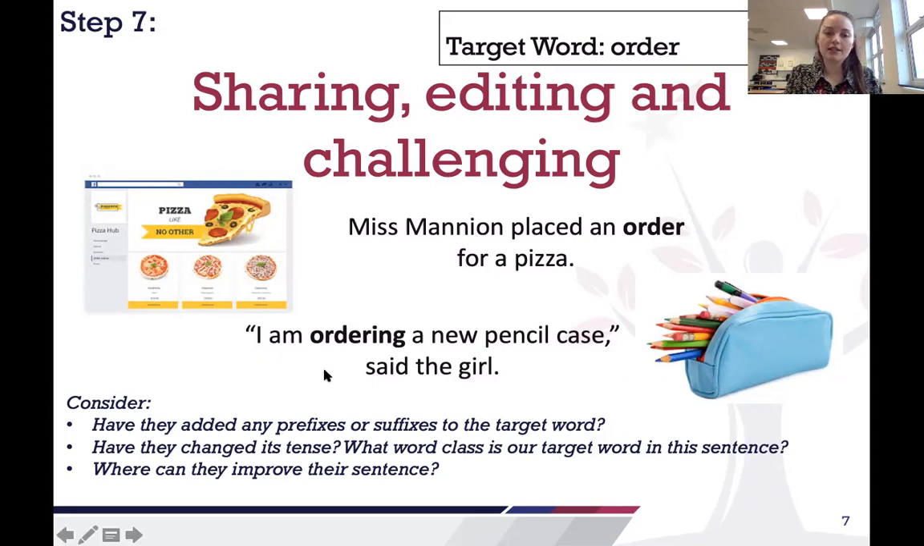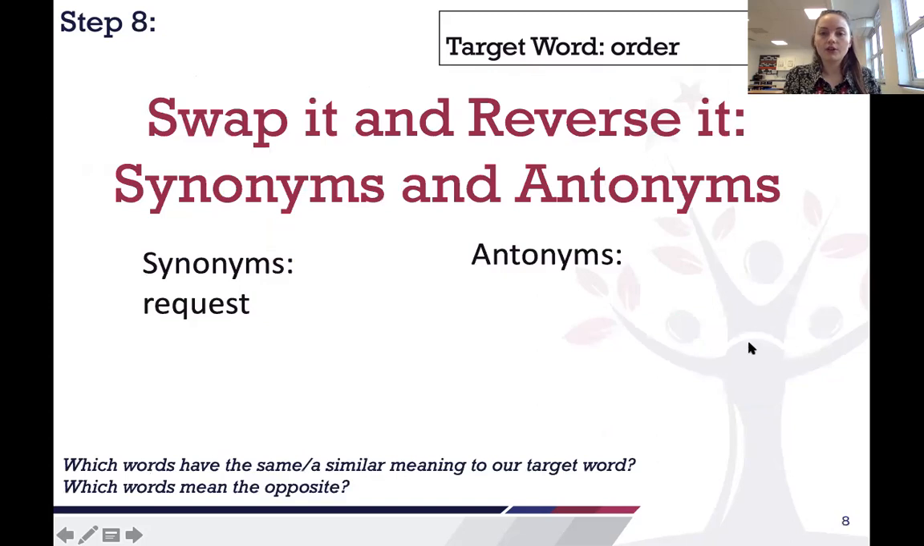Fantastic. It's the present tense. It's something that the girl is doing now. Well done. So now we're going to have a look at synonyms and antonyms. Synonyms are words that mean the same thing as our target word, order. Antonyms are words that mean the opposite of the target word, order.